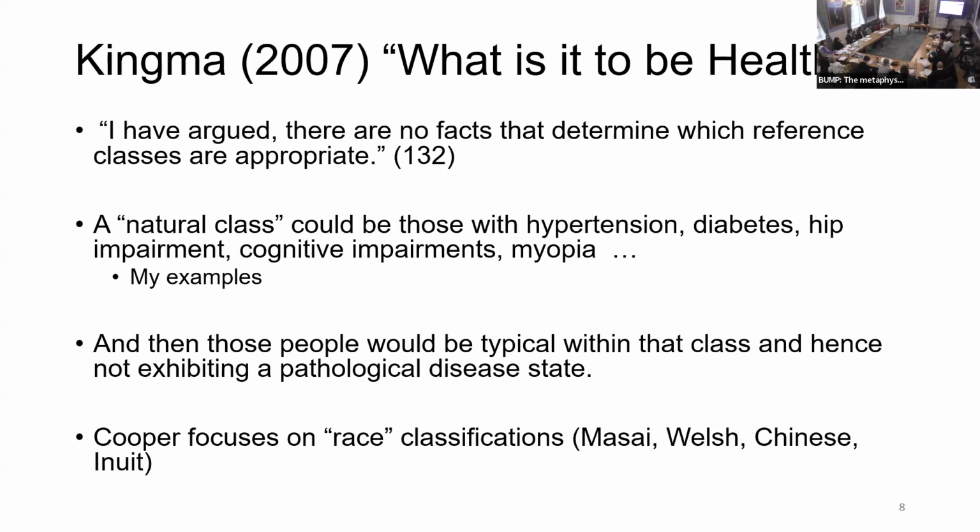These are my examples now, this isn't the quote. A natural class could include those with hypertension, those with hip impairment, those with diabetes, with cognitive impairments, and so on and so on. The worry would be that if these are bona fide natural classes, then people who have myopia or hypertension will be statistically normal within their category, and so it comes out as being normal and hence not a disease, according to Boorse's account.